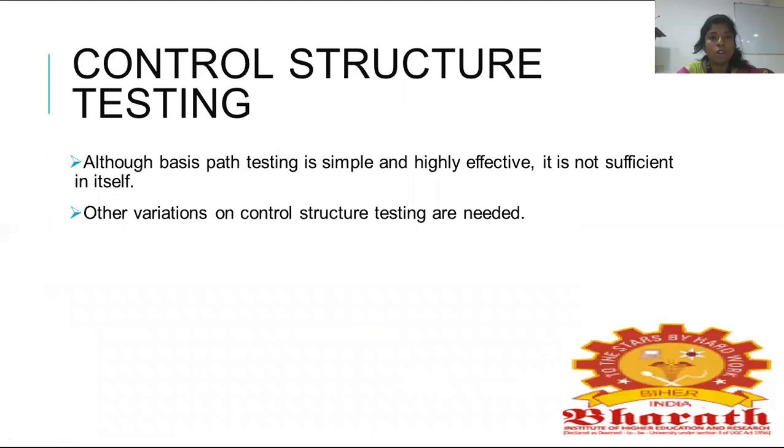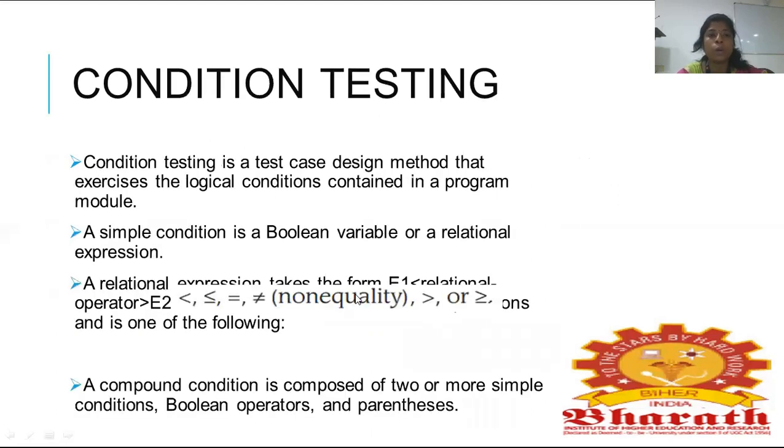Now, we saw the testing techniques for the cyclomatic testing flow graph. Now we see control structure testing. Although you have given link weightage, basic path testing is very simple and highly effective, but it is not sufficient at all. The other variations of control testing should be tested. How are we going to do that?